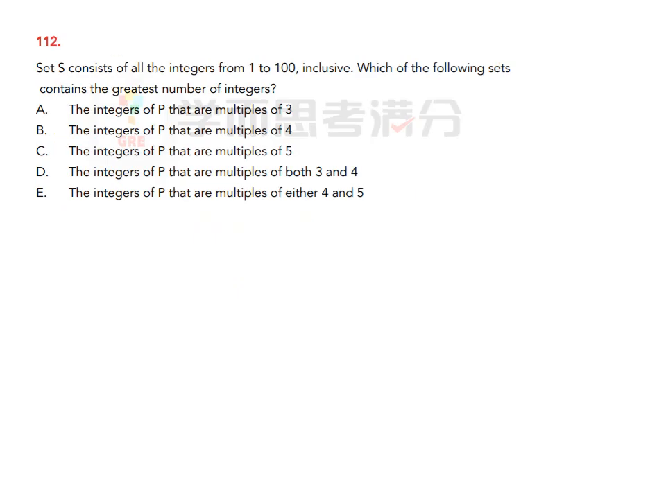Set S consists of all the integers from 1 to 100 inclusive. Which of the following sets contains the greatest number of integers? Here is a trick or rule: the smaller the number within the same range, the greater the number of multiples. For example, between 3, 4 and 5, 3 will have the largest number of multiples.